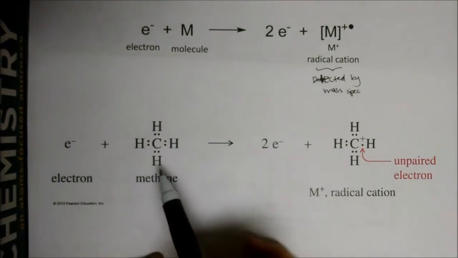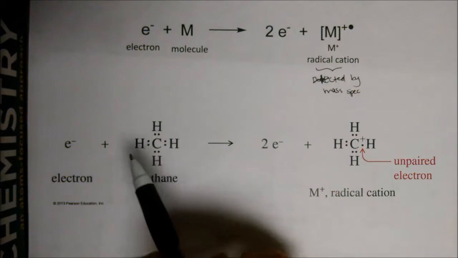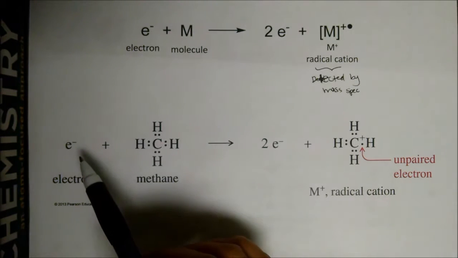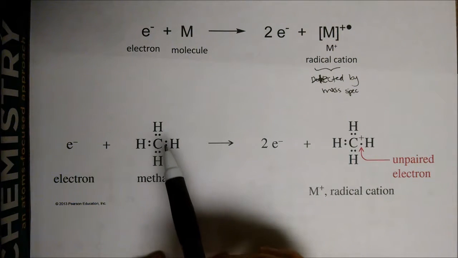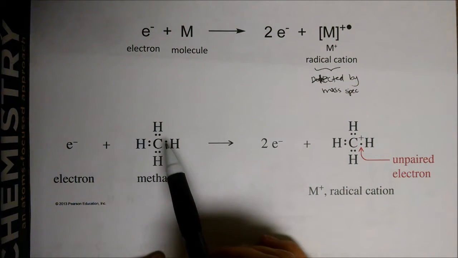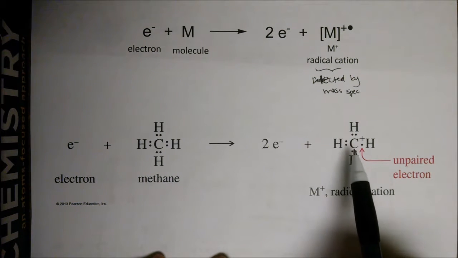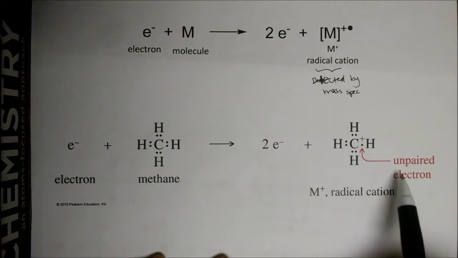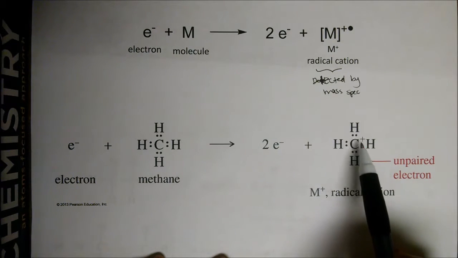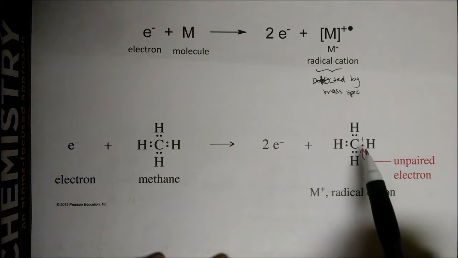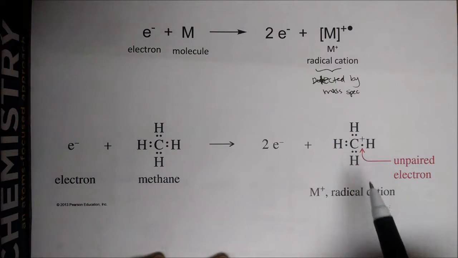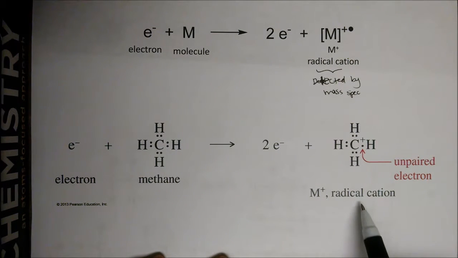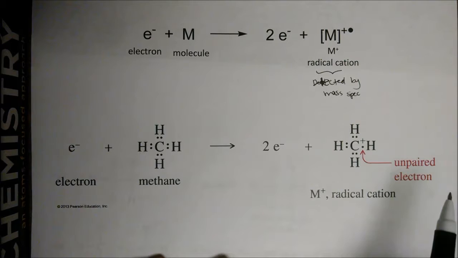So here's an example from your book. We just subject methane, again, to a beam of electrons, and what happens is that one electron gets popped out. So now we have an unpaired electron, and it's got a formal positive charge on the methane, on the carbon. And again, this is what gets detected by mass spec.